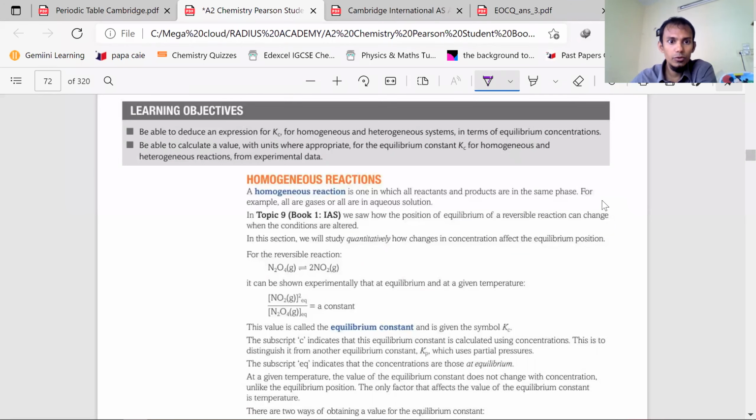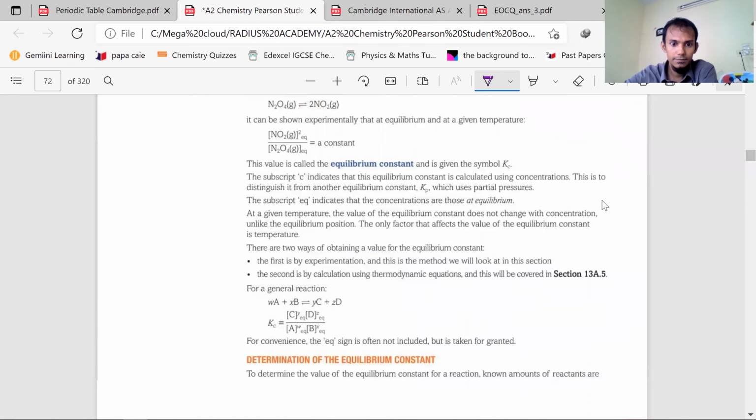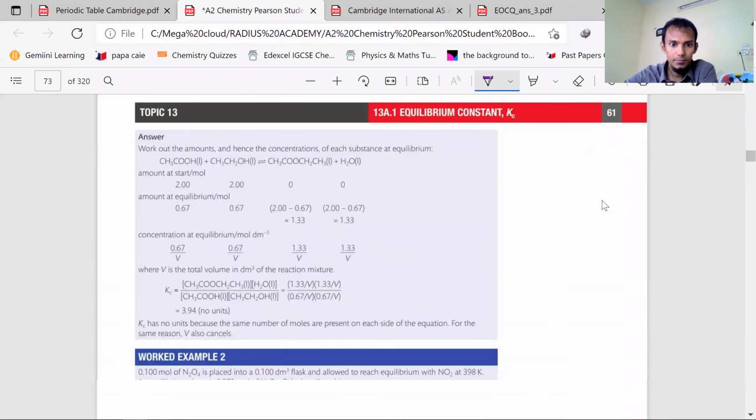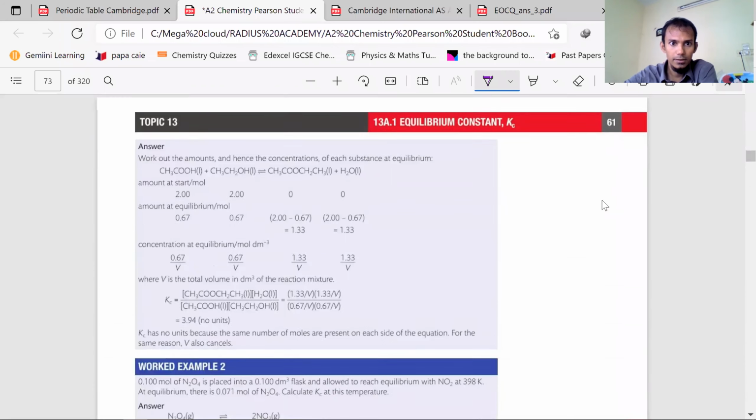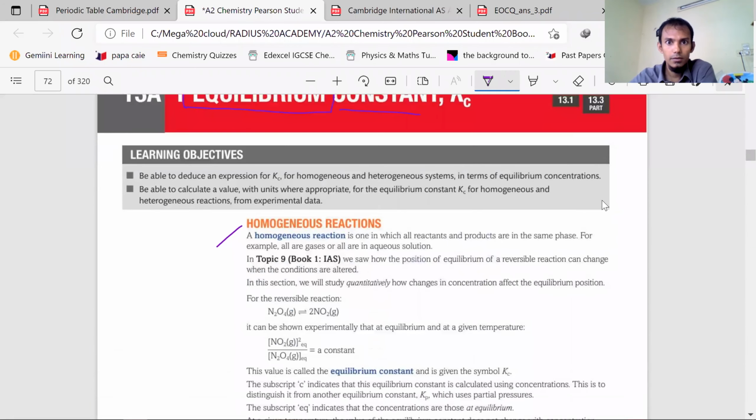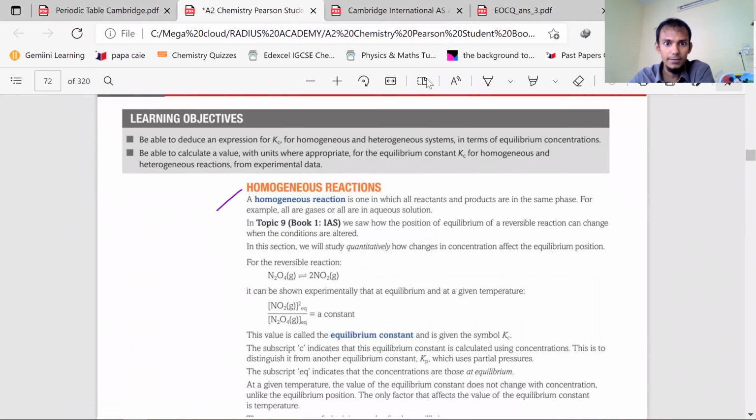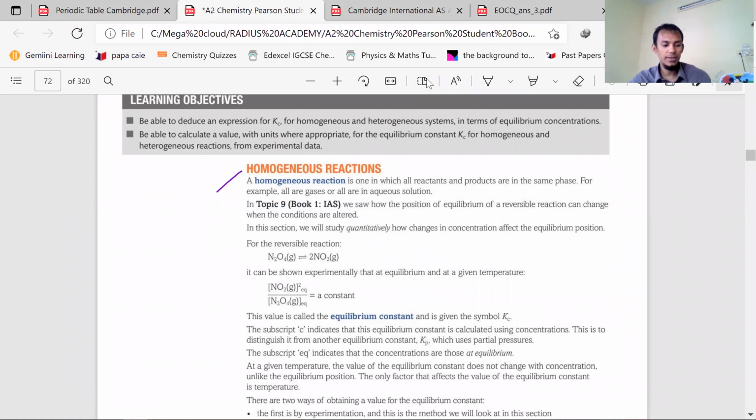First, before we go to the equilibria constant expression, we'll study two very easy things: homogeneous reactions and heterogeneous reactions. Let us start with the homogeneous one. If in a reaction all the reactants and products have the same state symbol, that reaction is a homogeneous reaction. Means they are in the same state.